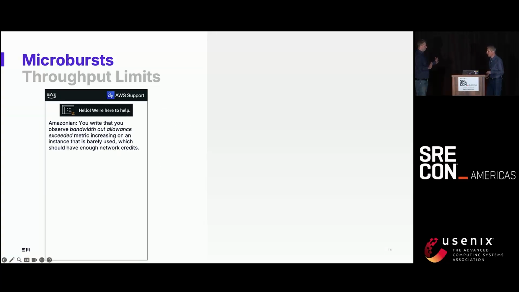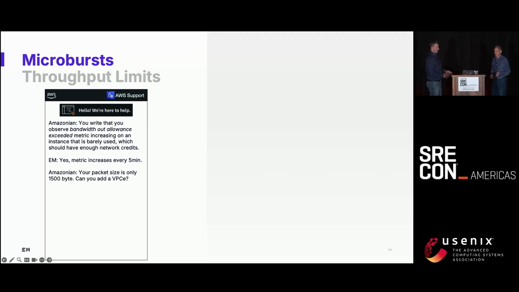Welcome to AWS Premium Support. My name is Steffen and I'm happy to assist you today in your case. I understood that bandwidth out allowance metering has been increasing on an instance which has only 15 megabit of throughput. Please correct me if I misunderstood your query. That's correct. It increases every 5 minutes. I see that the path between your EC2 instance and the S3 service traverses via an internet gateway, which limits the packet size to 1500 byte. Would you consider deploying a VPC endpoint to make use of jumbo frames? We deployed a VPC endpoint, but the error counter increases even faster.